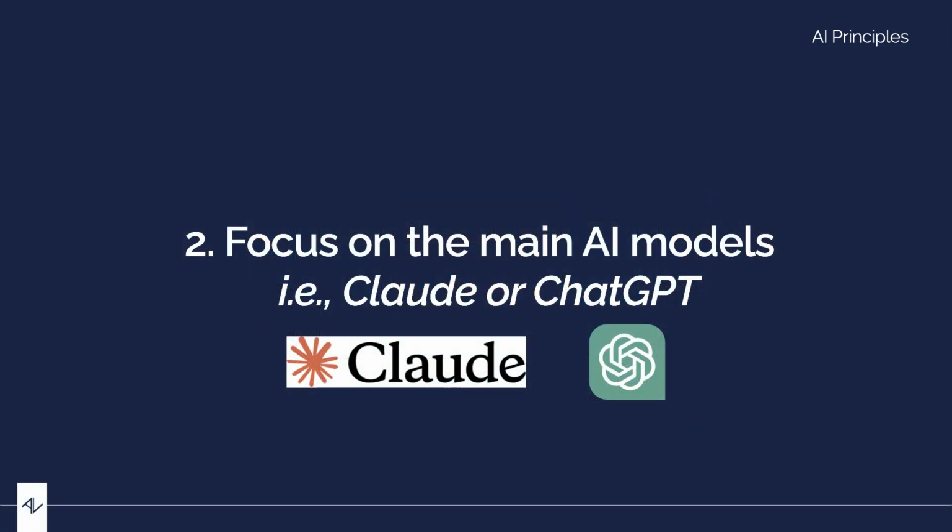Okay, the second principle is to focus on just the main AI models, and that means something like Claude or ChatGPT. Now, to understand this, you need to understand that of the hundreds if not thousands of AI apps out there right now, there are basically 2 types. There are those that are actual models in and of themselves, like Claude and ChatGPT, and there are those that are basically bits of code that surround one of these models to let it do something different. Now, in this course, we are going to cover scenarios that use the main models, and that's all you really need to be productive with AI.